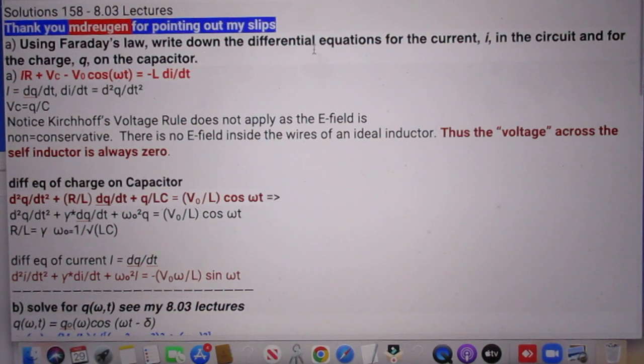And yes, there was a note. The name of the person you see here, I don't know how to pronounce that. Mdreugen, it could be mdreugen, you see it here in red. Thank you, mdreugen, for pointing out my slips.